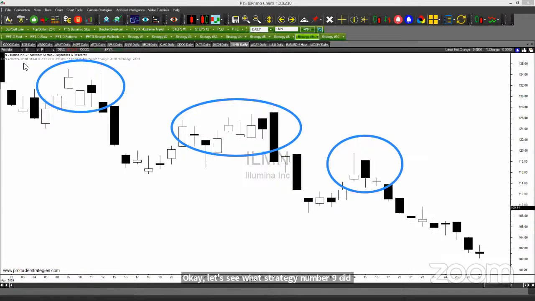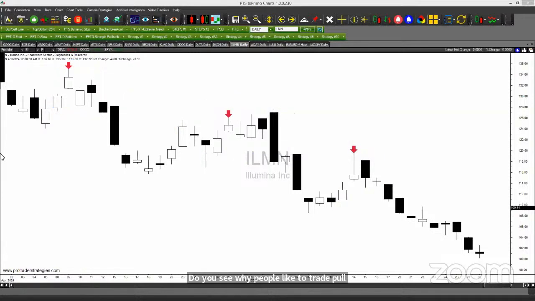Click on platform. Yes, in each one of those areas, there was a sell at or near the very top. Now, the first sell signal right here would have generated close to 18 points you could have captured. The second one, you could have potentially captured 16 points and 16 more points as well. Do you see why people like to trade pullbacks? They're high probability, but the only trouble is they're difficult in finding out where these levels are. Well, strategy number 9 makes that simple.